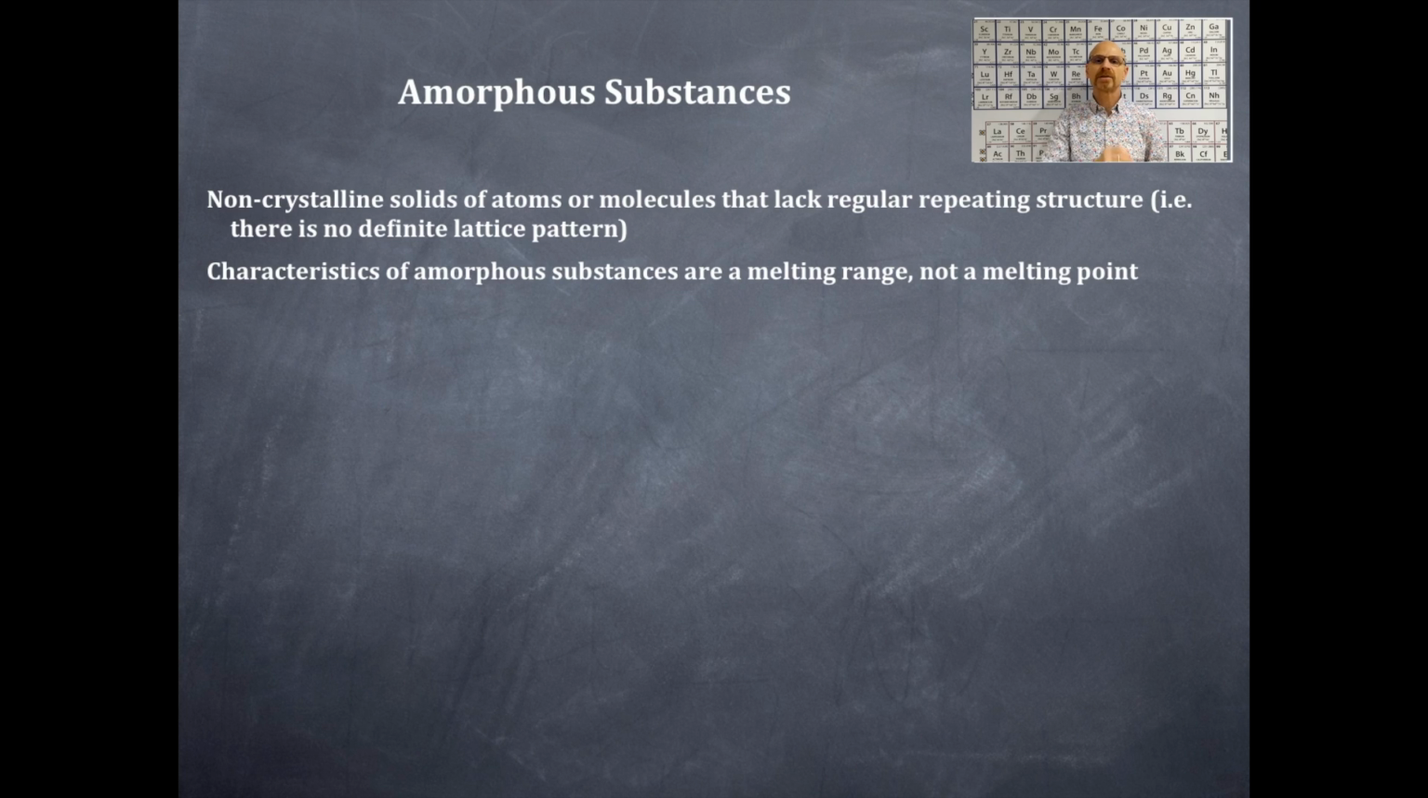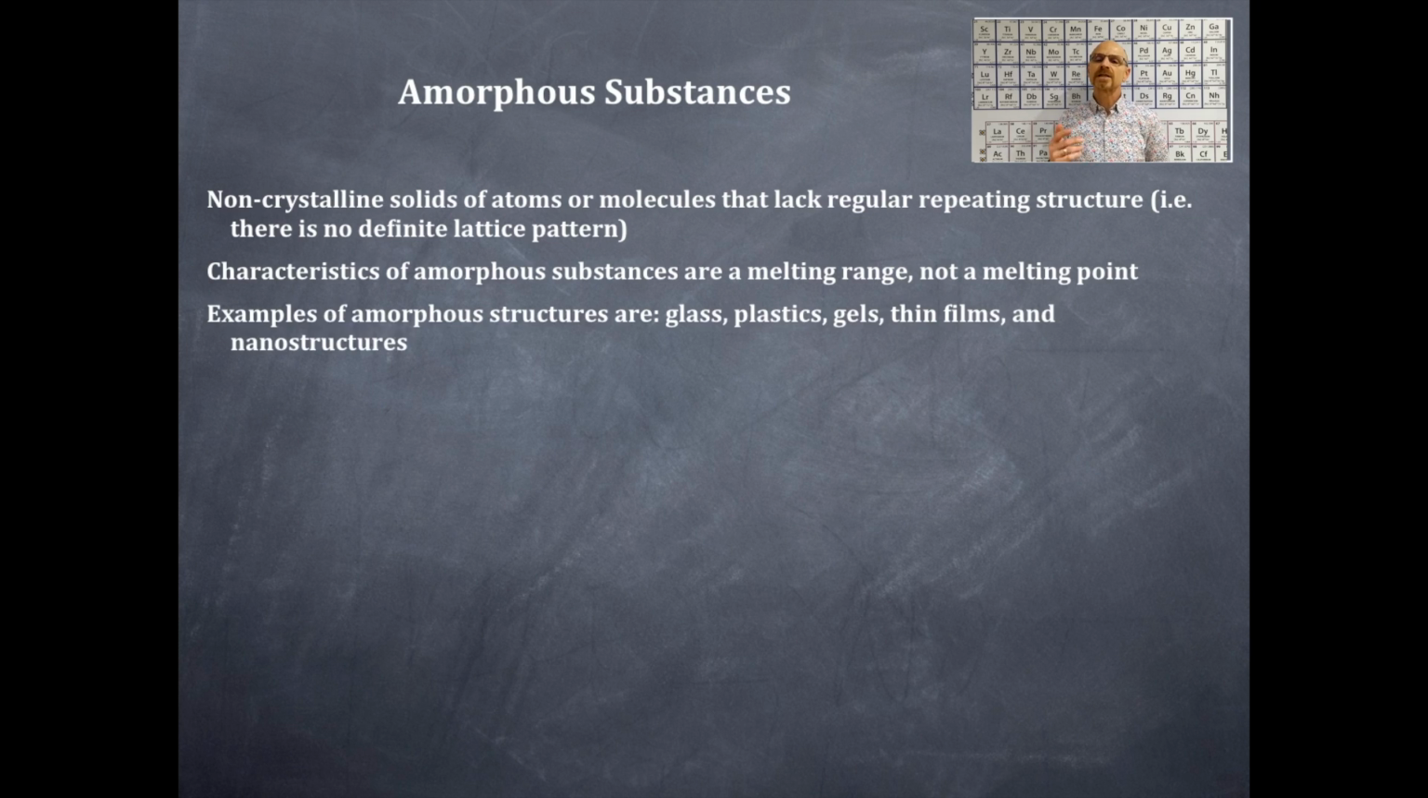Okay, if it has a melting range, it starts at maybe like 23 degrees melting, and then it keeps on melting as you increase the temperature, and it's not completely melted until like 28 degrees. So that's like a melting range. Okay, so amorphous substances that have an irregular structure have a melting range. So some examples of some amorphous structures are glass, plastics, gels, thin films, and nanostructures.